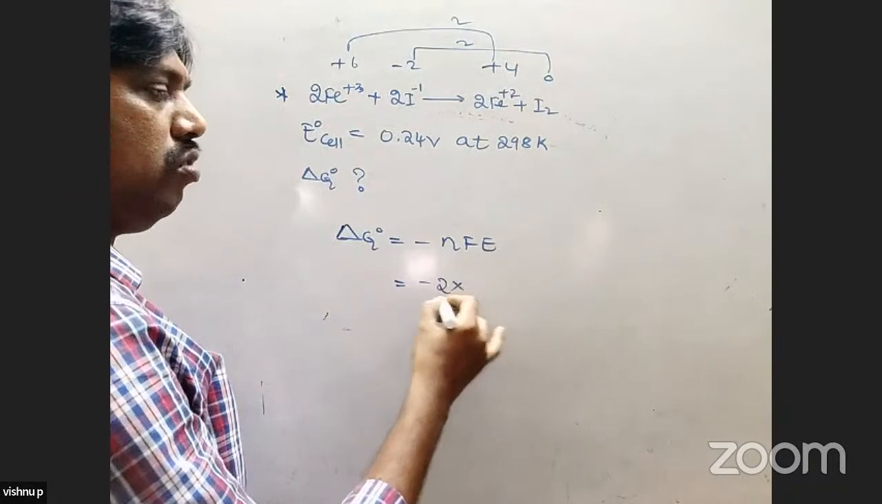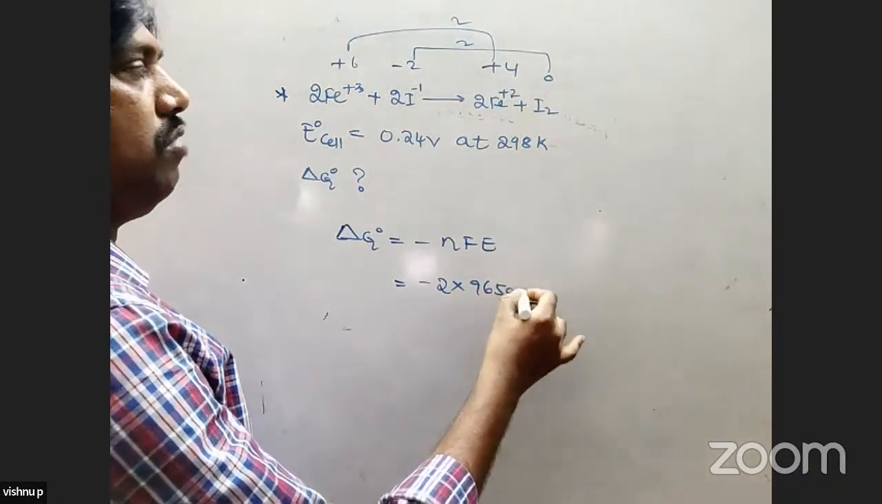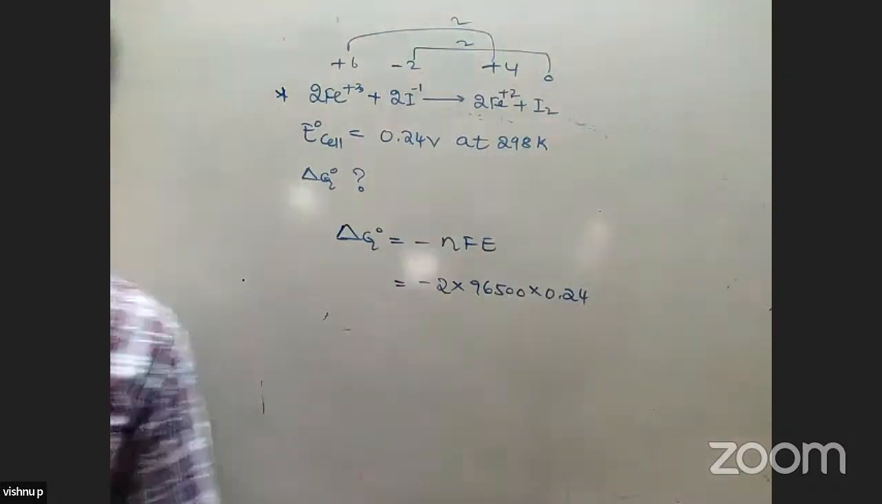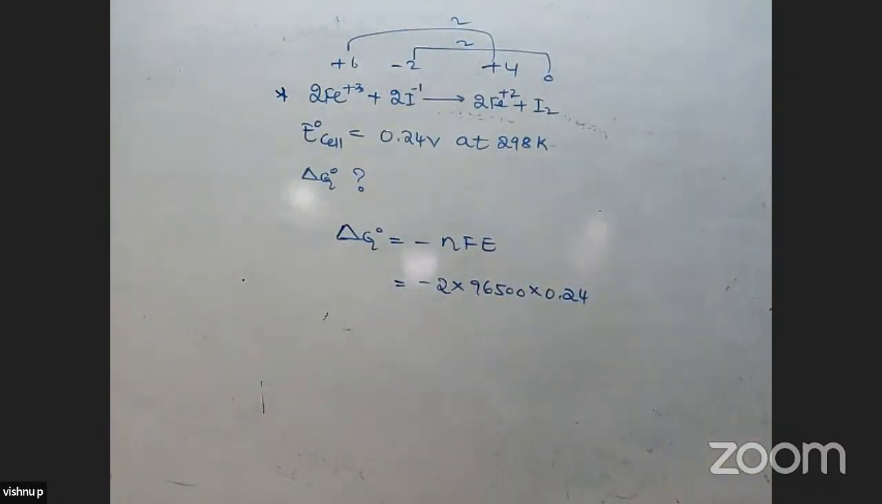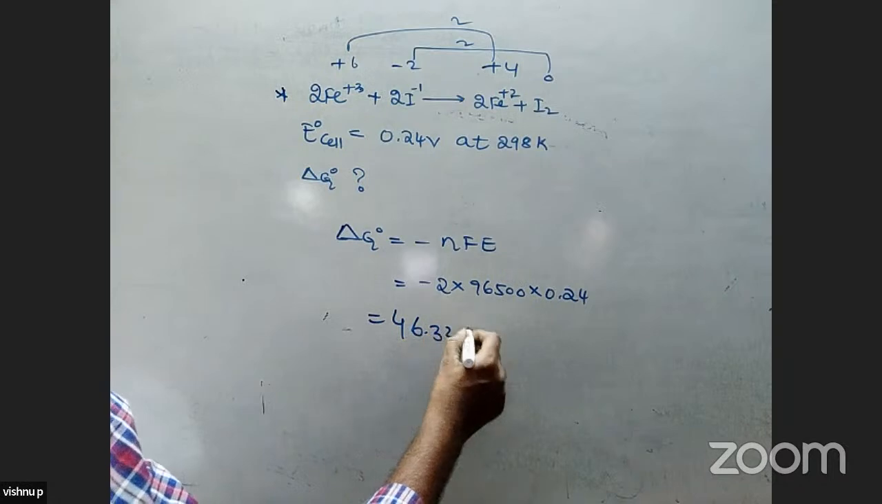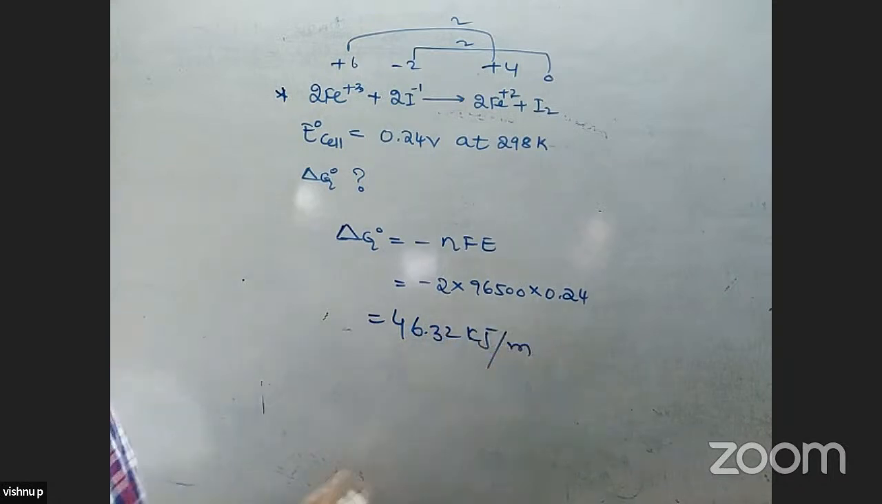So we write delta G0 is equal to minus 2, F is equal to 96,500. E naught value is given, 0.24 volts. So this is a direct question. It is a previous question, an entrance exam question. So from this we can find out that delta G value, that is 46.32 kilojoules per mole.